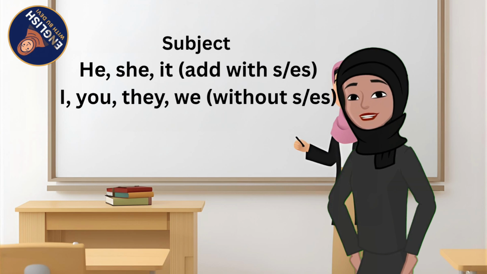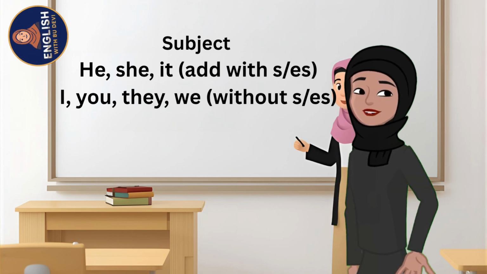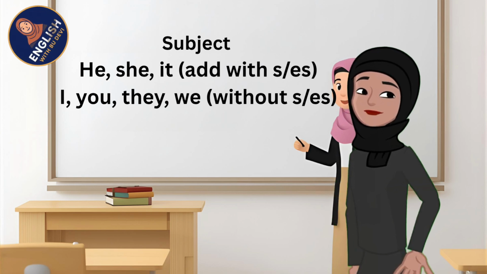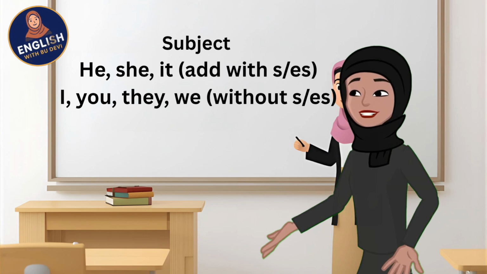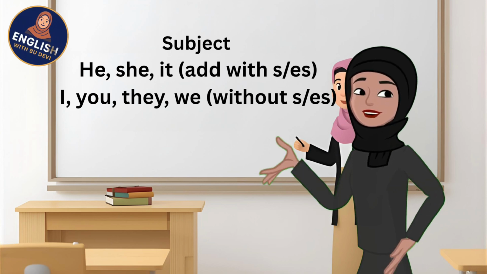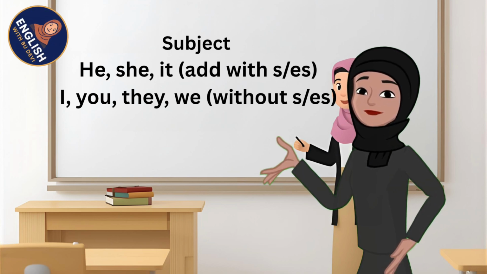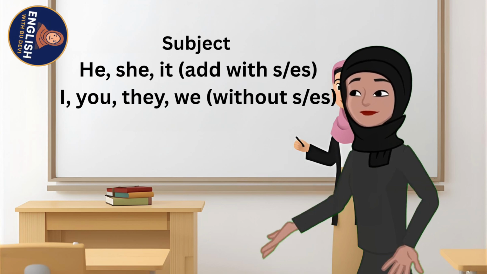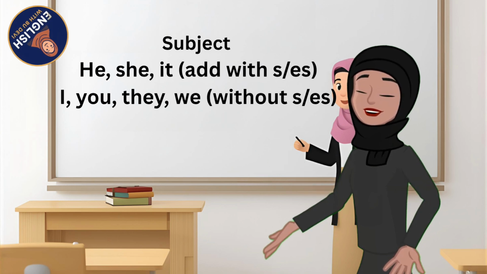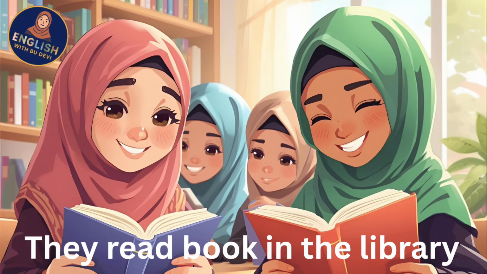For subject singular, you must add with s or es. For example, he, she, it, or the name of a person. And for subject plural, you don't need to add with s or es. Here are some examples about simple present tense.